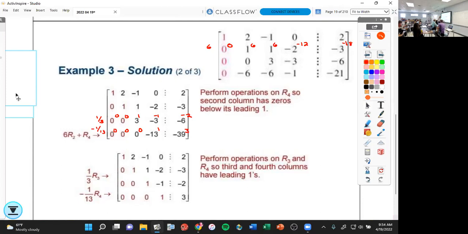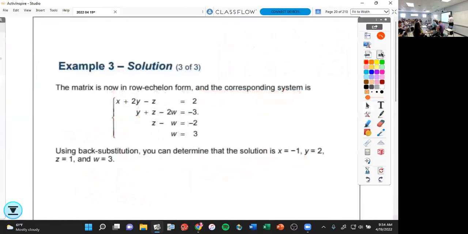So now that we know that W is 3, I can take that value of 3 and plug it into this equation and have Z minus 3 equals -2. And that would give me Z. And then I could take those values and plug them in here and just keep plugging them in going backwards, and I'd have the whole system solved. Okay. So here is the matrix in row echelon form. Using back substitution, we find that X is -1, Y is 2, Z is 1, and W is 3.